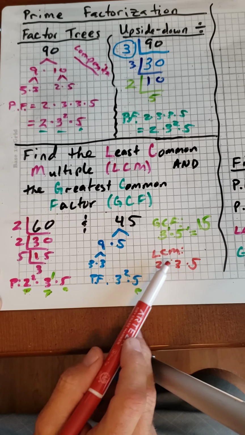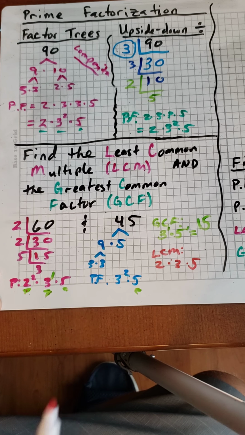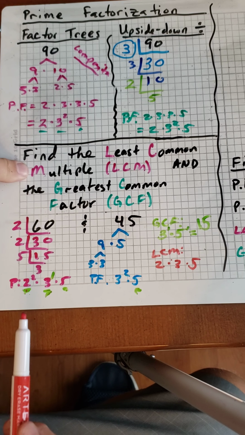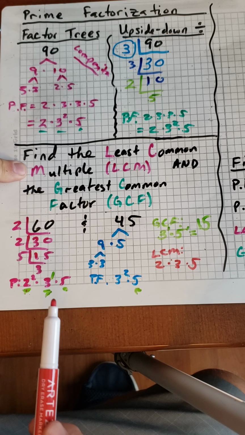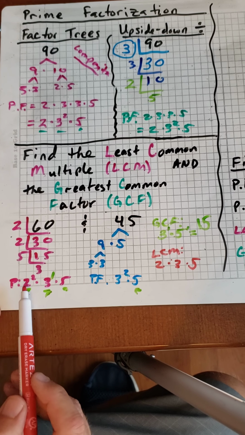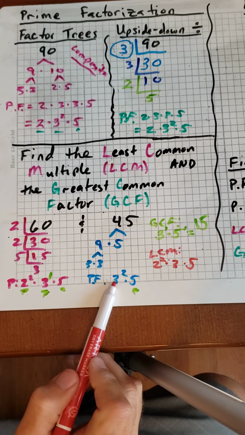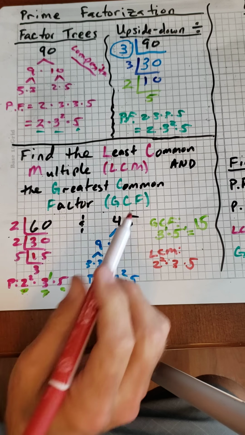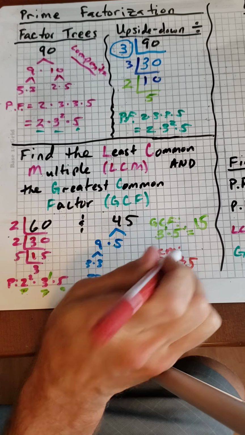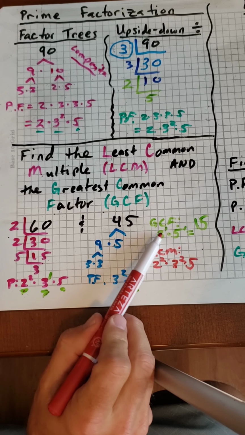So for the LCM, I use every factor that these two have. And then because LCMs are big, they are big numbers, I'm not going to use a small exponent. I'm going to use the big exponent. So for the 2, I'm going to use 2 squared. For the 3, I'm going to use 3 squared. Okay, so where here I use an exponent of 1 because those are the small numbers.